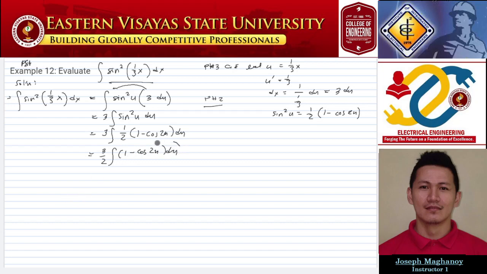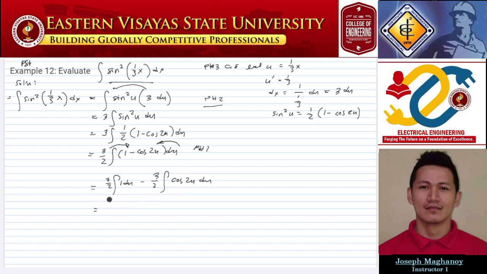Then we distribute property number 1. Distribute our real number constant, so carrying the 3 halves. So 3 halves integral of 1 du minus 3 halves integral of cosine 2u du.